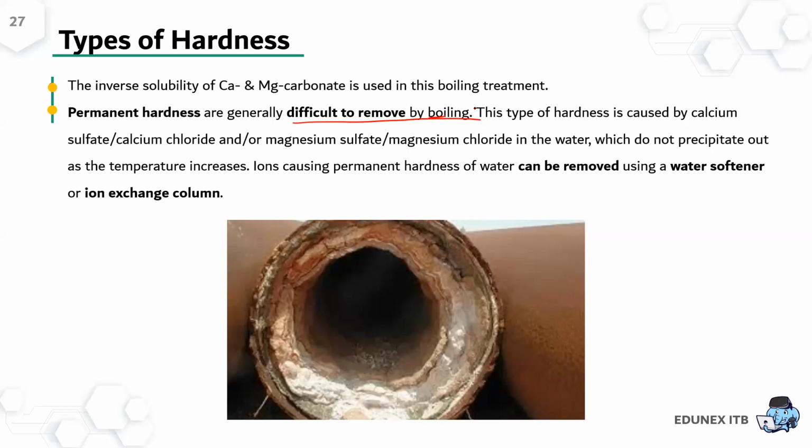This type of hardness is commonly caused by calcium sulfate, calcium chloride, magnesium sulfate, and magnesium chloride in the water, which do not actually agglomerate or precipitate out as the temperature increases. So if we just boil the water and permanent hardness occurs, it will not give a significant impact or mitigate these issues. That's why in here we can use a water softener, or an ion exchange column, in order to remove the permanent hardness.